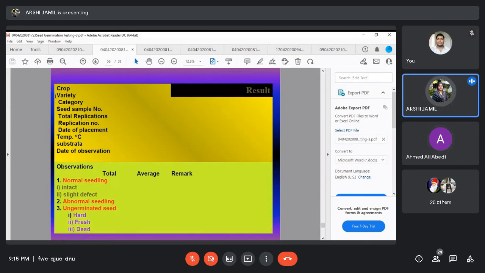And how do you write the results after doing the germination test? You write the crop variety, its category, seed sample number, how many replications you have taken, and which replication number it is. Suppose you have taken 3 replications, so total replications 3, and going for the third replication, you'll write here replication number 3, date of placement, temperature at which you have kept the substrata, when you have taken the observations, and what the observations are that you need to take, that is, whether the seedling is normal, intact, or showing some defect, or abnormal, or whether an ungerminated seed is there.